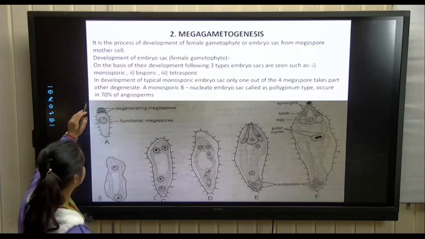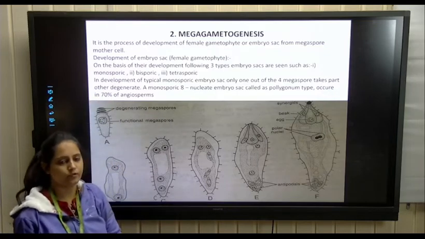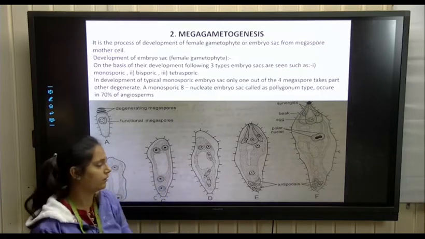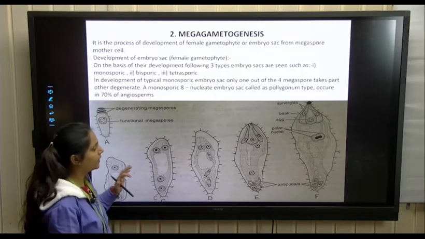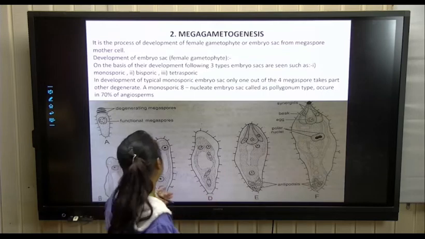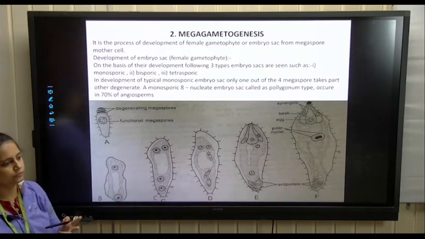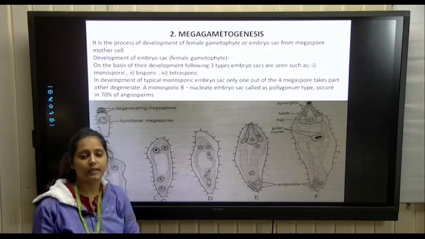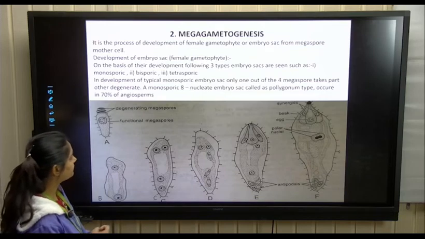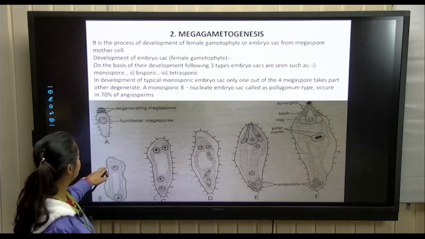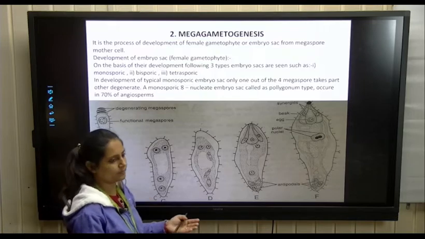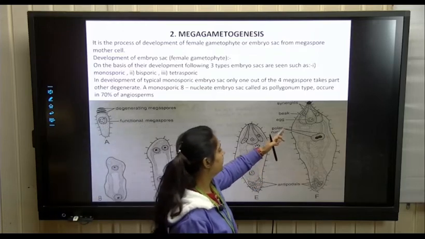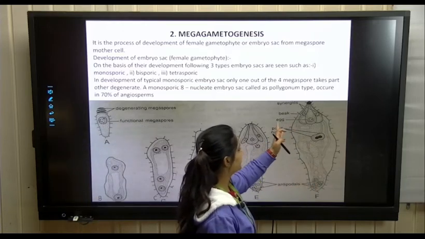The development of the embryo sac from the megaspore is known as megagametogenesis. On the basis of their development, there are 3 types of embryo sac: monosporic, bisporic, and tetrasporic. That depends on the number of megaspores taking part in the development of the embryo sac. If only 1 takes part, then monosporic. If 2, then bisporic, and if 4 take part, then tetrasporic development. So only 1 remains functional, divides mitotically, and forms the 8-nucleate and 7-celled structure known as the embryo sac.